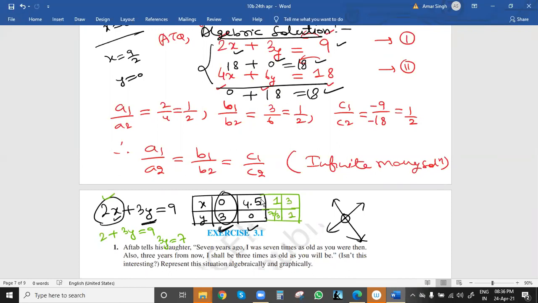Other values, if we take, will also come as some fraction. So let us take this value, 3 and 1. 3 and 1 will also be a solution for the second equation. The second equation was 4x plus 6y equals 18. If you take X value 3 and Y value 1, 4 into 3 is 12, plus 6 into 1 is 6, making 18. Correct. So we obtained these points from the first equation, and they satisfy the second equation also.